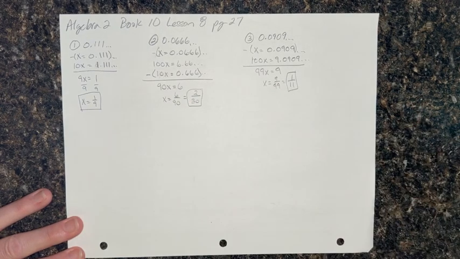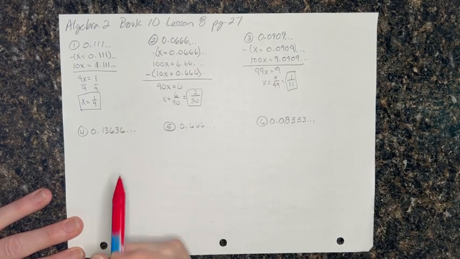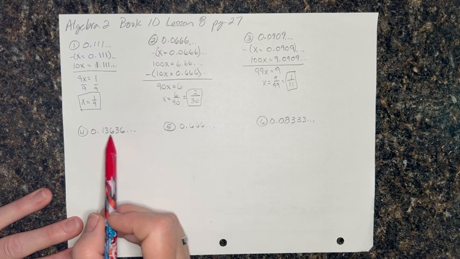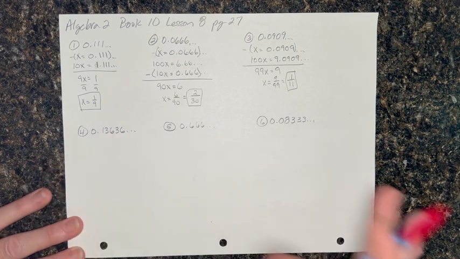All right, let's take a look at the next 3. For number 4, we have 0.13636. So the 36 is the repeating part.